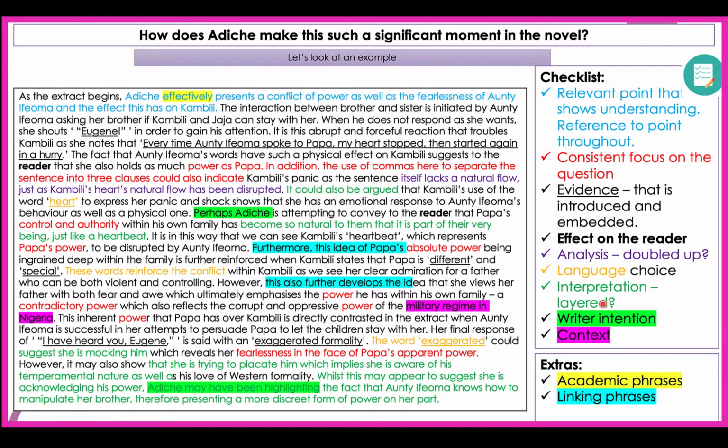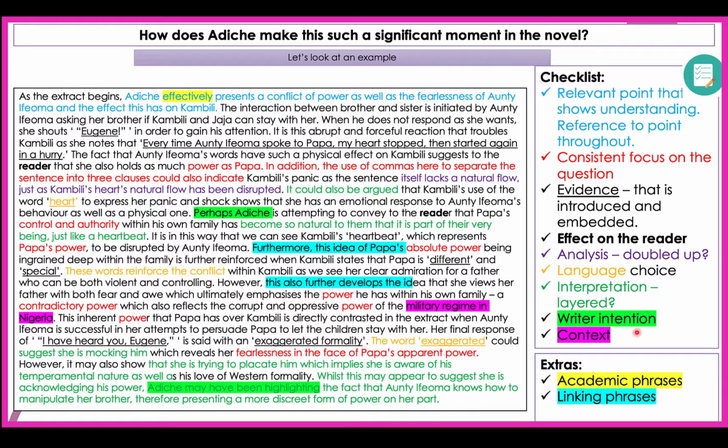So whenever I refer to layering your interpretation, it's you saying, well, I think it means this, however, it could also suggest this. And I did layer my own interpretation when I was annotating my own extract for the second quotation that I chose in terms of Auntie Ifeoma, and it was the quotation to do with the exaggerated formality, and I'd put several different things that I wanted to say about that one quotation, and that was me developing my interpretation and adding layers to it.